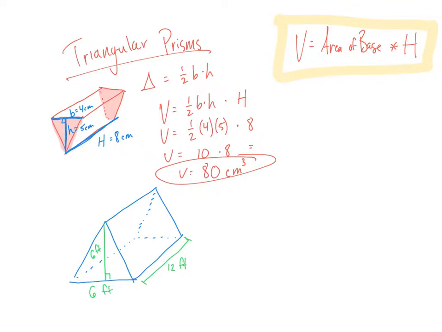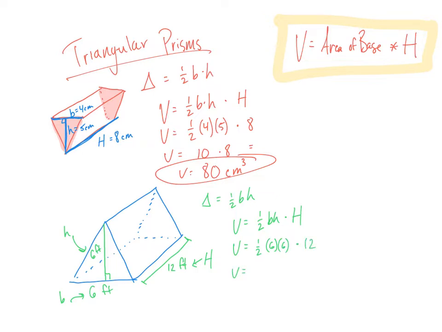So we have our area of the base, which for our triangle is 1/2 base times height. And again, this 6 would be the small h because that's just dealing with the triangle. And this 6 feet here is our base. The 12 would represent the full height of our prism. So we want volume, 1/2 base times height, times the whole height of our prism. So we can substitute in these values. We have 6 times 6, and then times 12.